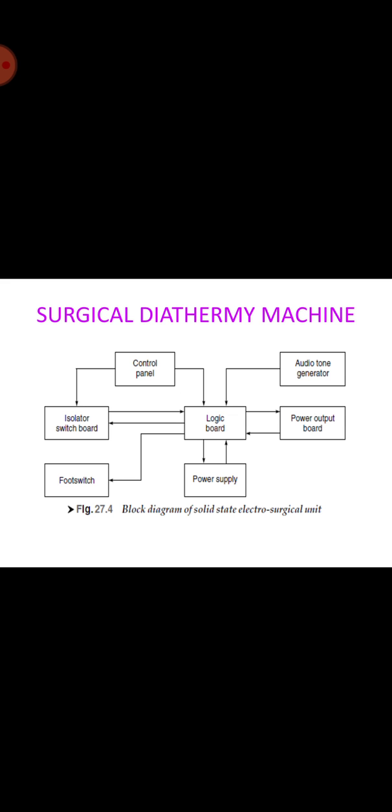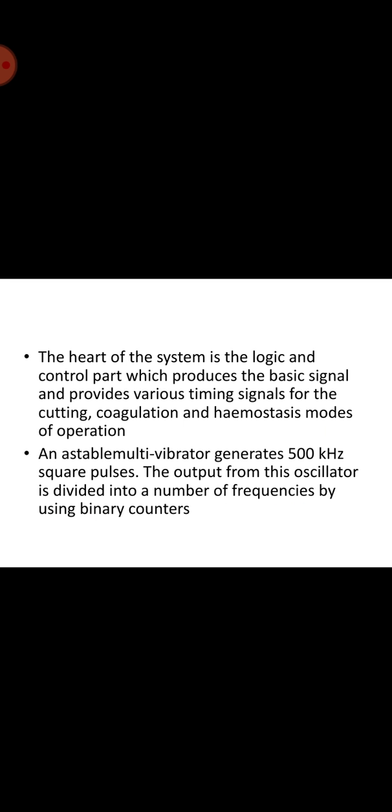This diagram shows the basic building blocks of the surgical diathermy unit. The heart of the system is the logic and control part, which produces the basic signal and provides the various timing signals for the cutting, coagulation, and hemostasis modes of operation. An astable multivibrator generates 500 kHz square pulses, and the output of this oscillator is divided into a number of frequencies by using binary counters. The frequency of 250 kHz is used for cutting. To indicate each mode of operation, the diathermy unit is provided with an audio tone generator.